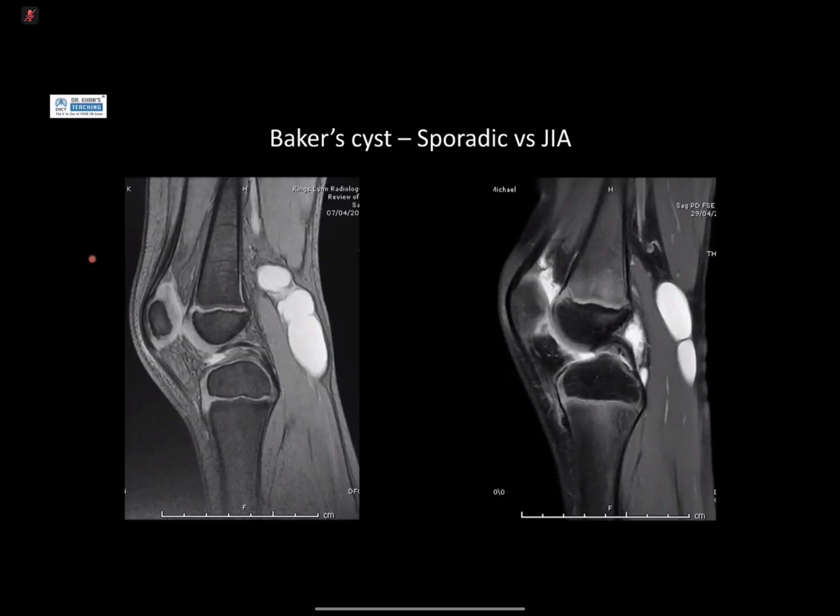You do see it in ages from 2 to 14, and the different thing here is that we always need to make sure on the MR, if you see a Baker cyst or even on an ultrasound, make sure there's no underlying cause like an inflammatory arthritis or something else that's driving it.